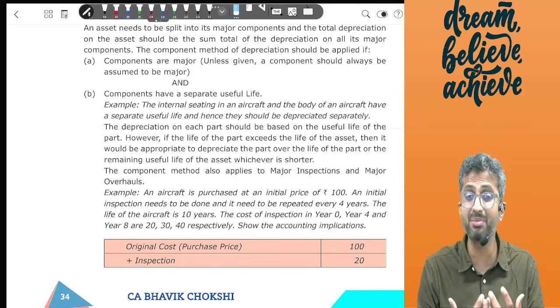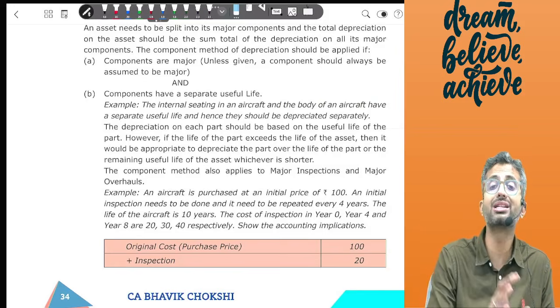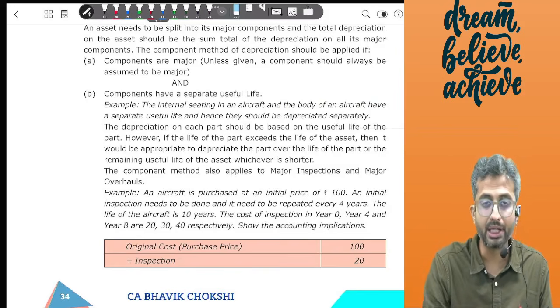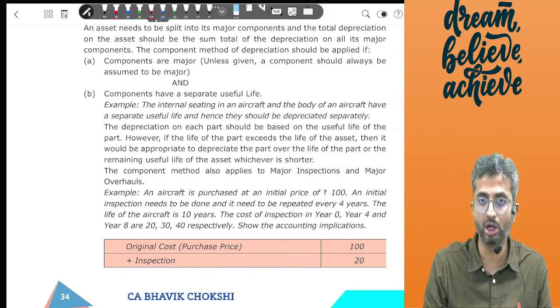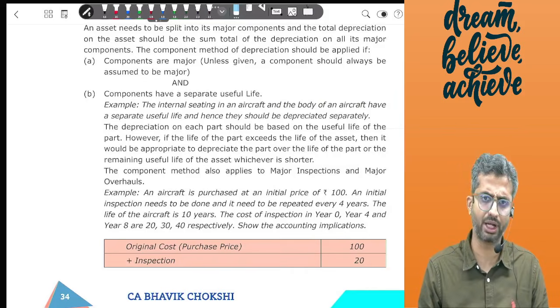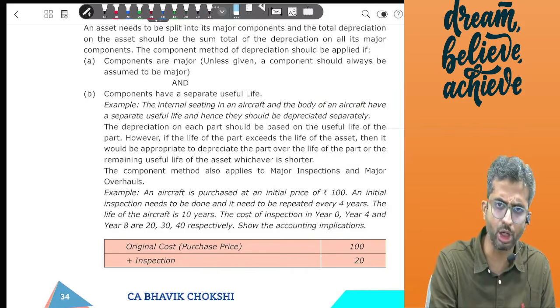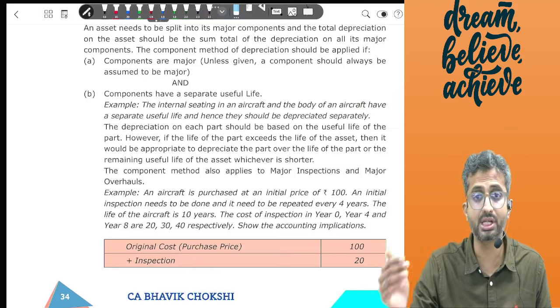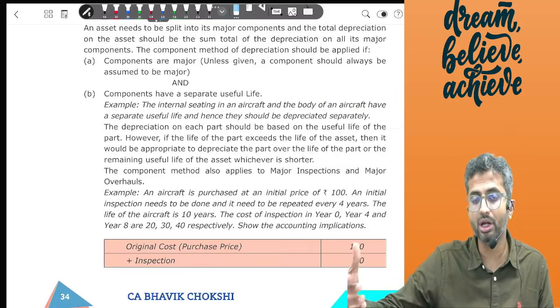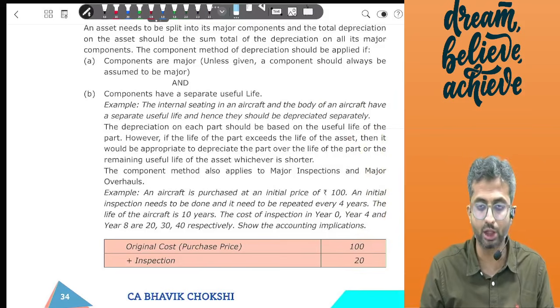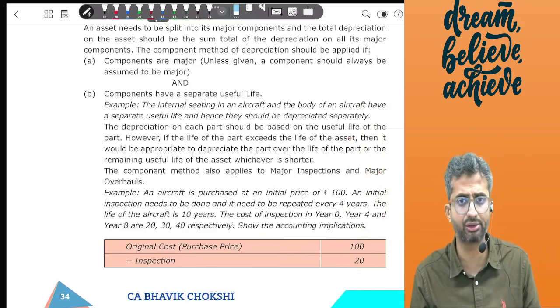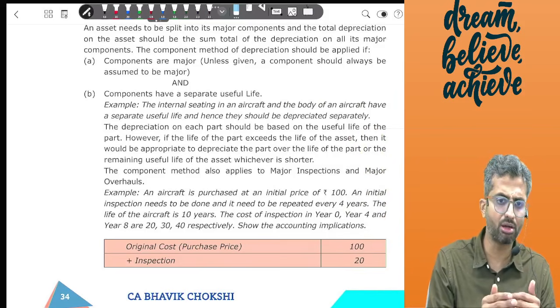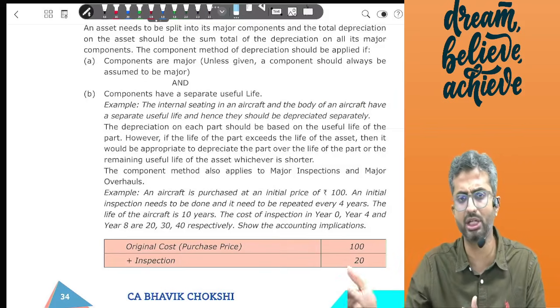Your components may be physical parts, or they may also be cost elements like inspection or overhaul. Look at the airline industry, for example. I might purchase an aircraft for 100 rupees and then incur 20 rupees as major inspection cost for getting a fit to fly certificate to get the aircraft into ready to use condition. Now, my initial cost will be 100 plus 20, that is 120.